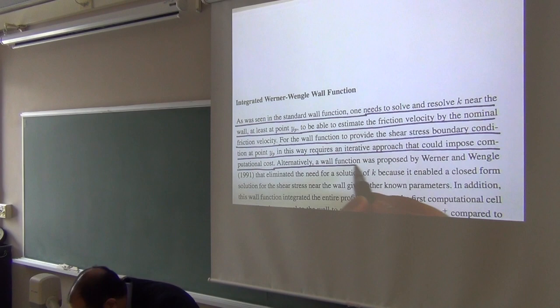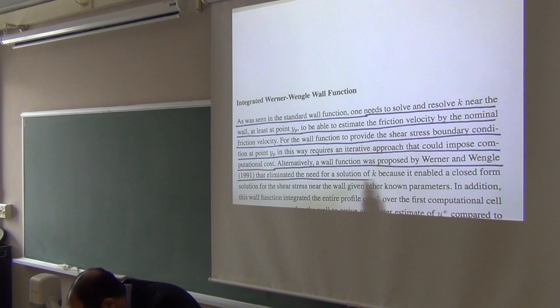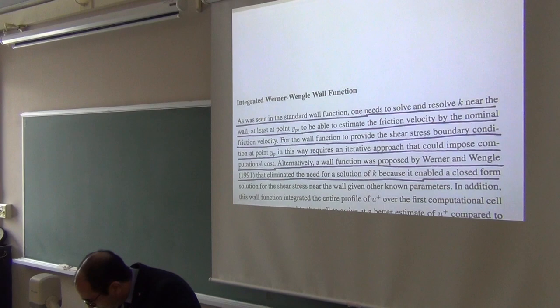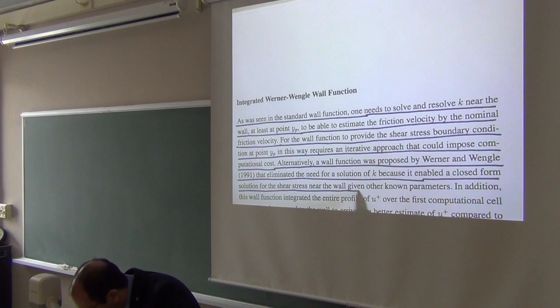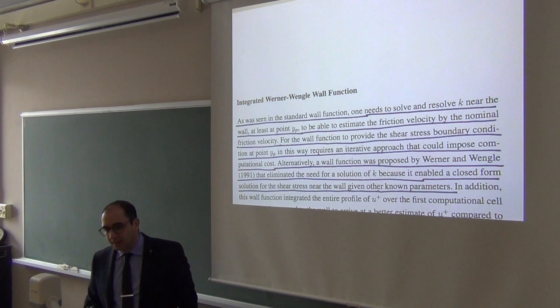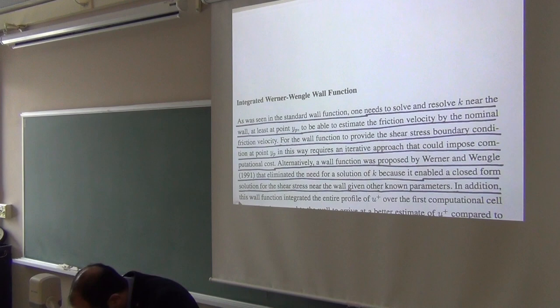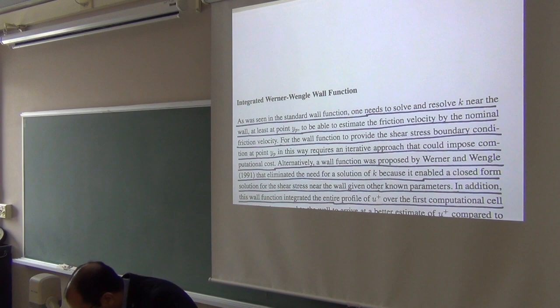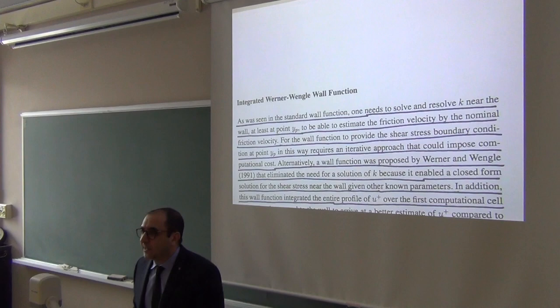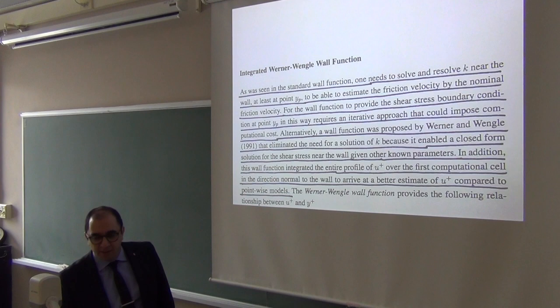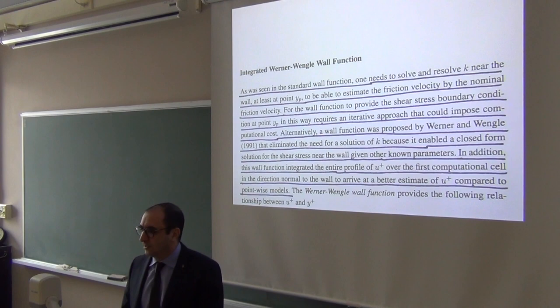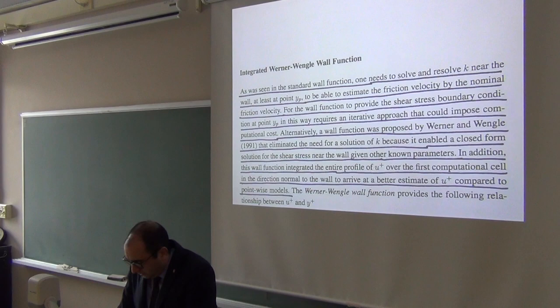It can be avoided by using some more sophisticated wall functions. Alternatively, a wall function was proposed by Werner and Wendel back in the 90s that eliminated the need for the solution of the turbulent kinetic energy. In fact, it provided a closed form solution for the shear stress near the wall, given other known parameters. In addition, this wall function integrated the entire profile of U plus over the first computational cell in a direction normal to the wall to arrive at a better estimate of U plus compared to pointwise models. So think about what we did before. We just looked at location YP. But in this new function, I want to integrate U plus, so I can hopefully arrive at a better estimate of U plus. Okay?